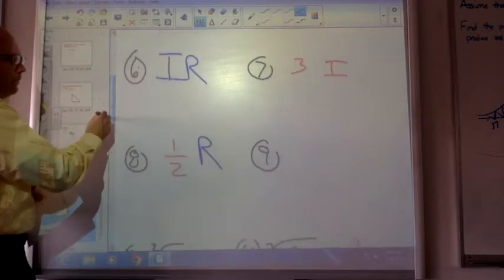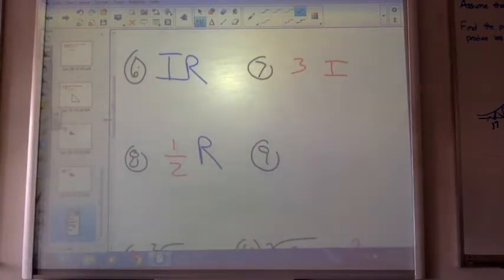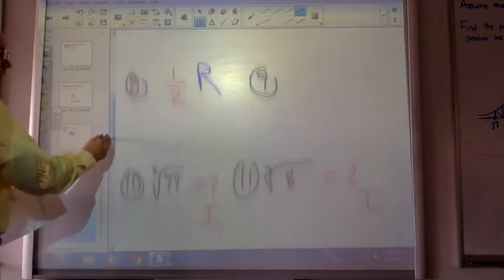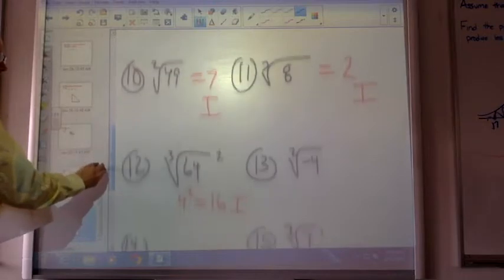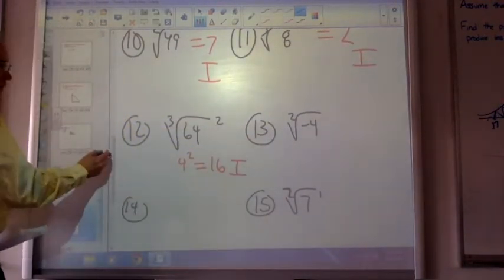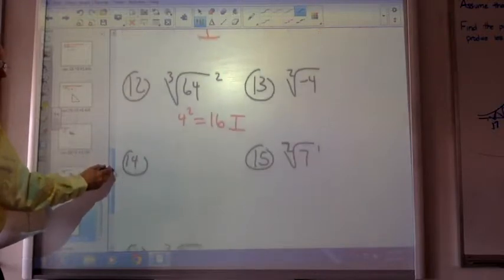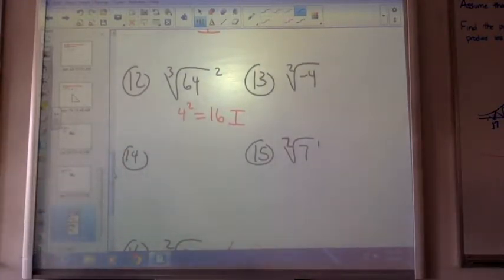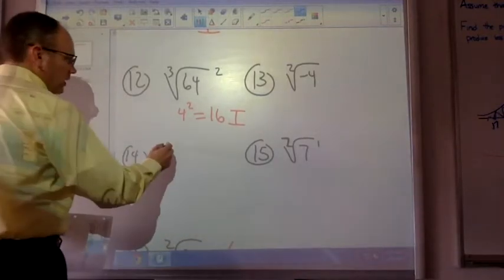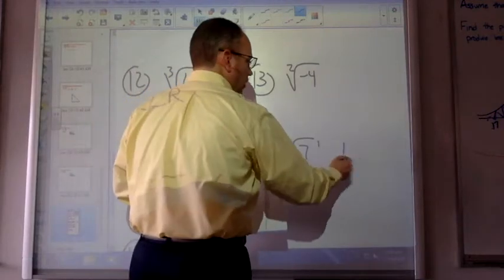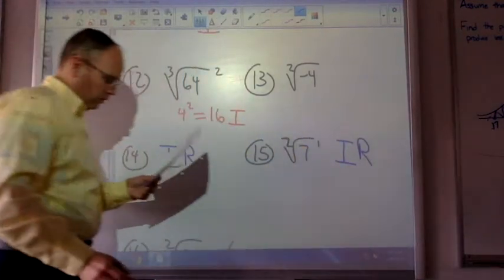Number 9, it's the fourth root of a negative, so that's not going to happen because it's a fourth root. This is not going to happen because it's the square root of a negative. Number 14, square root of 7. It's a forever decimal, so that's irrational. Square root of 7 is irrational. It goes on and on forever.